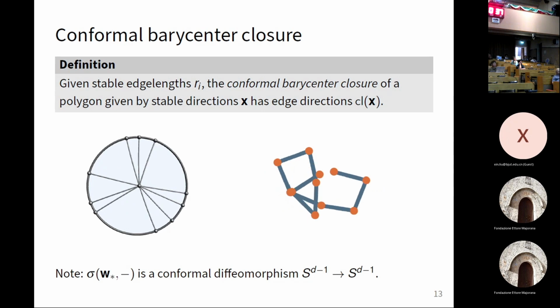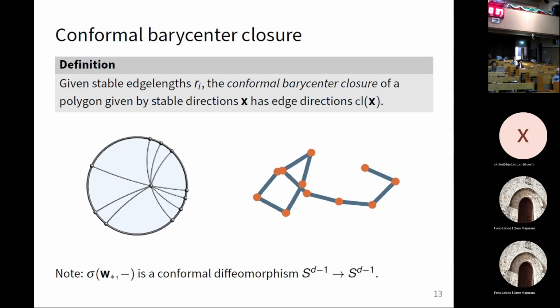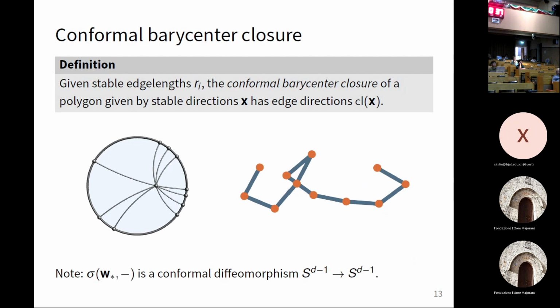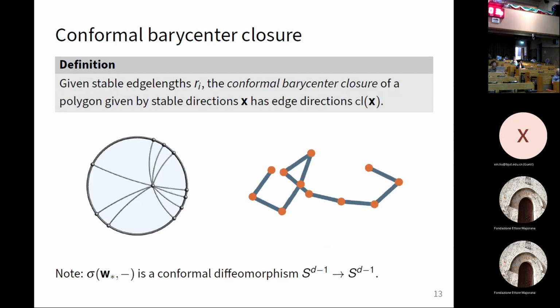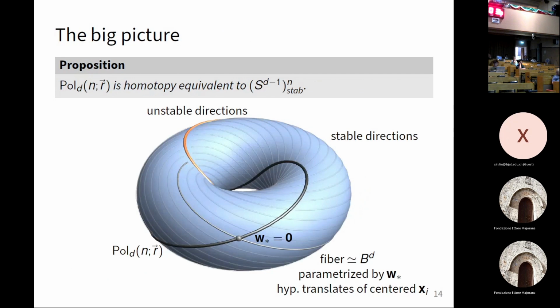And as I do it, I'm gradually going to close the polygon. So here's the closed one. Here is the open one. And every open polygon that points in stable directions can be uniquely associated with a given closed polygon that I get by translating the conformal barycenter hyperbolically to the origin. So now I've got a much better picture. The first thing I've proved is I know what the singular set is. The singular set consists of unstable directions. Everything else, the stable directions, deformation retracts to the polygon space.